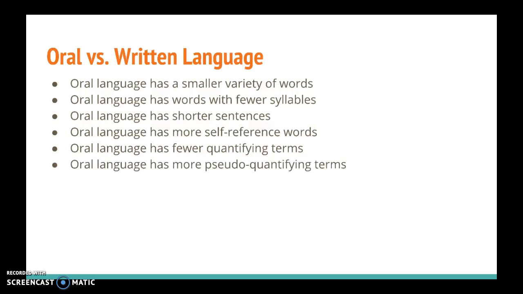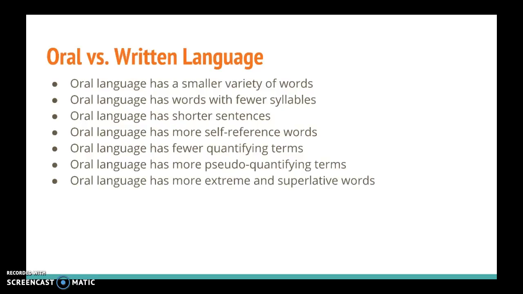Because of this, oral language also uses more pseudo-quantifying terms, right? So instead of using specific numbers, because with numbers, it can get very confusing very quickly, and we don't always remember the specific details when we're listening, we use words like many, or few, or some, in order to sort of quantify things. So we use fewer numbers, and we also use words to describe numbers more frequently.